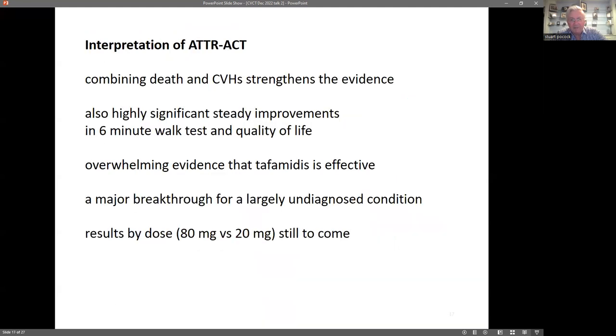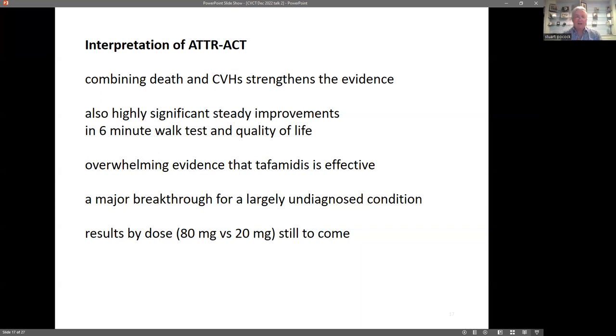Next slide, please. So this was kind of a success story. Combining deaths and cardiovascular hospitalization strengthened the evidence in the ATTRACT trial. They had lots of other improvements which don't relate to my methodology. 6-minute walk tests and quality of life were also improved. And so, overwhelming evidence for this treatment's effectiveness. It was a major breakthrough for what was previously a largely undiagnosed condition, because there wasn't much point in diagnosing it because you didn't have a treatment for it, and now we do. So it's a good story to reveal on top of any methodology we may have used.